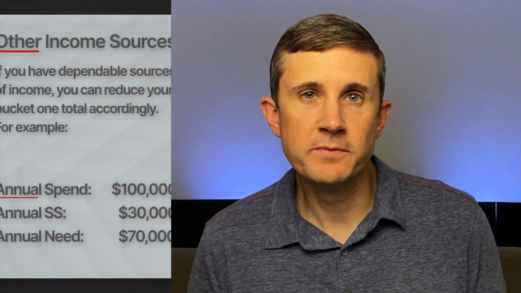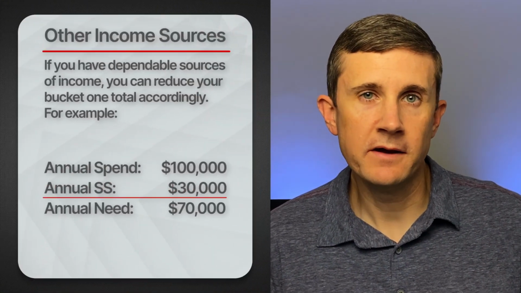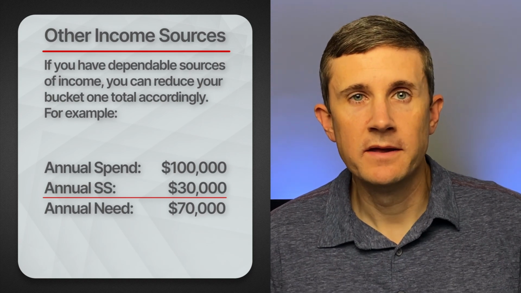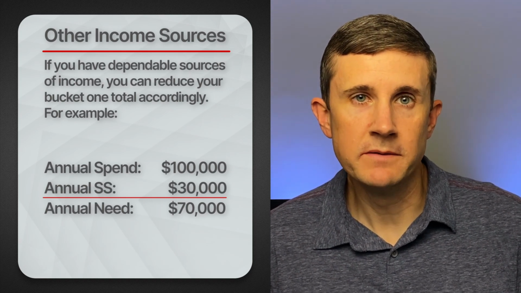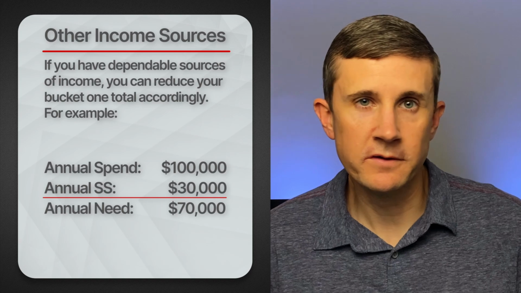So for example, if you spend $100,000 each year, but $30,000 of that is covered by Social Security, then only $70,000 of each year would need to be covered by bucket 1 because Social Security is a reliable source of income. The primary objective is to ensure you either have income diversification or a full bucket number 1 to ride out extended periods of unemployment, low cash flow, or high expenses.